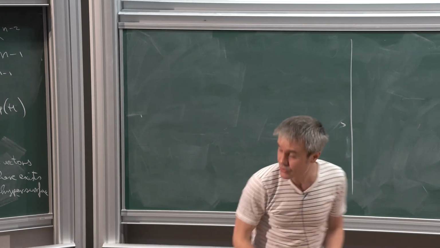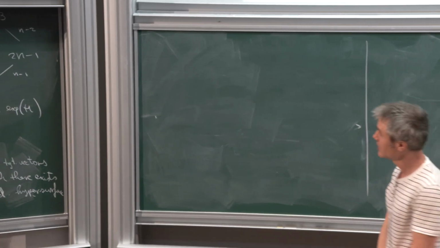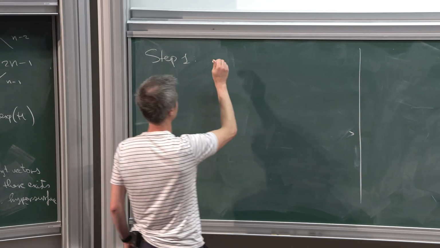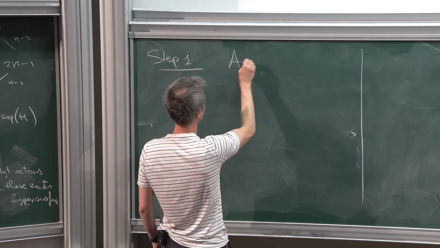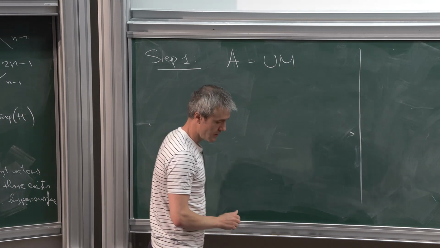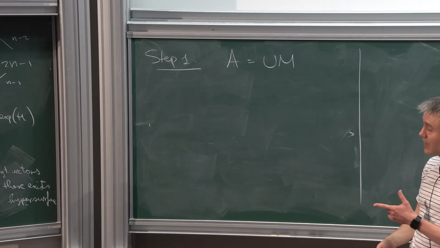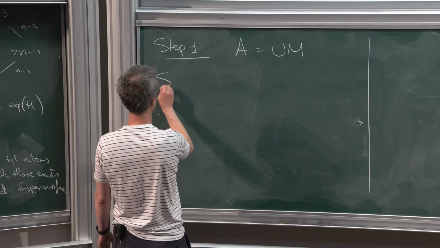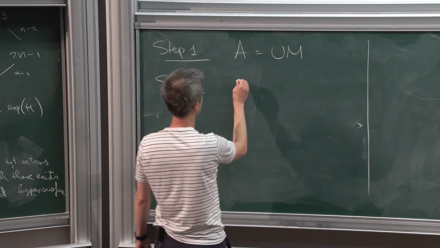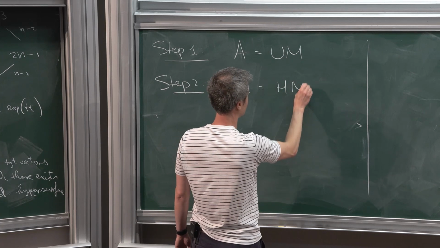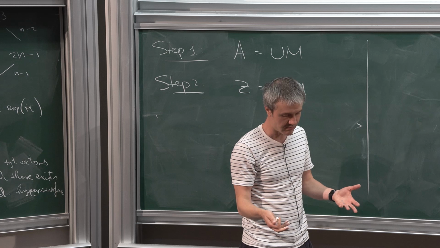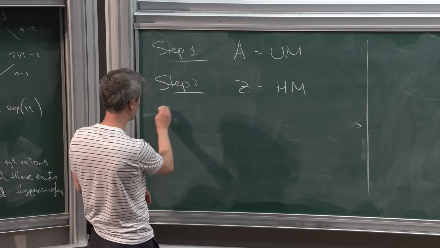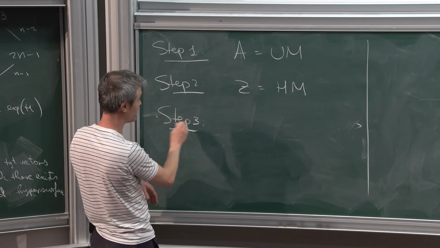As I mentioned, the proof naturally breaks into 3 steps. In the first step, which hopefully we'll finish today, we'll prove that A is equal to UM, which means that for every unit tangent vector, there exists some totally geodesic hyperplane. Step 2 is going to be that Z is equal to HM, meaning that every hyperplane exponentiates to a totally geodesic hypersurface. And step 3, we profit, so we just invoke Cartan.